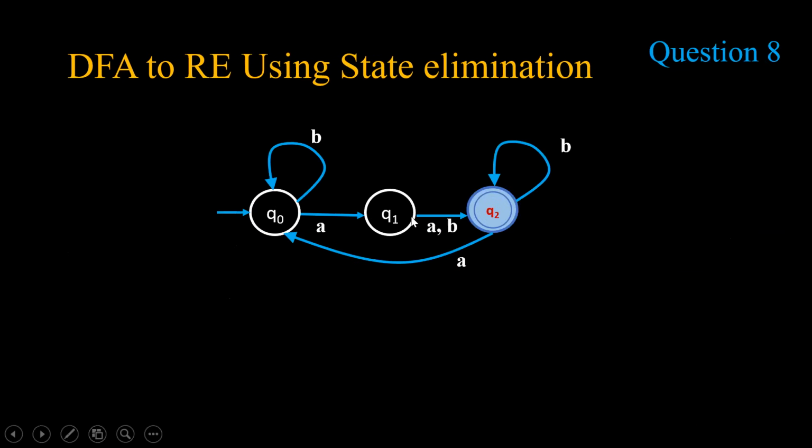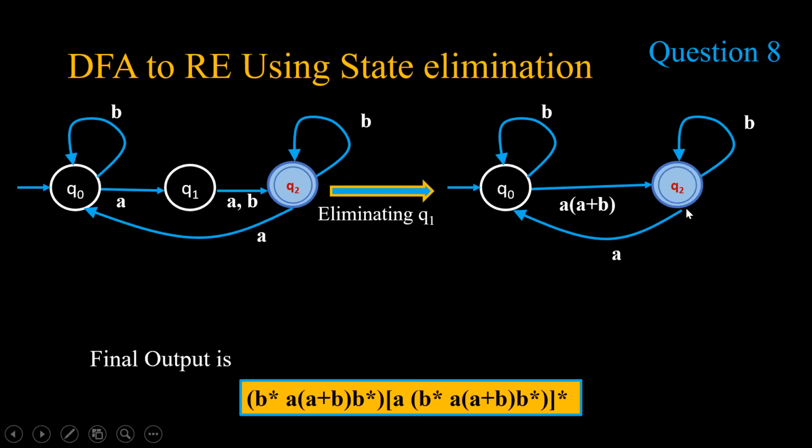In this question, it seems quite easy that we can eliminate state Q1 and we will get the output. Now the point arises that in this case, B star A or B star is fine, but there is a complete loop from Q0 to Q2 which can move n number of times. So what we will have as a regular expression is first B star A plus B star into (A, B star A or B star) in whole star, because this particular loop can move around n number of times.